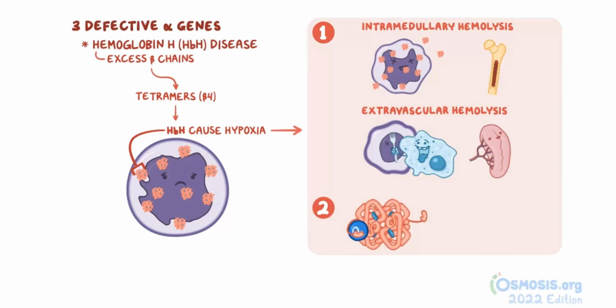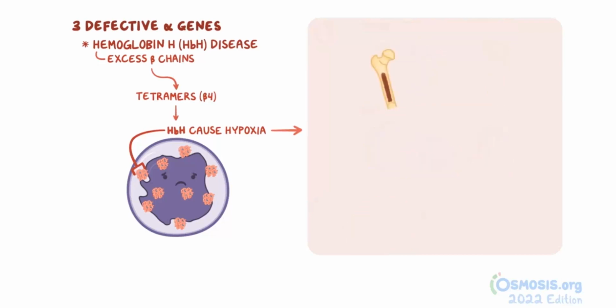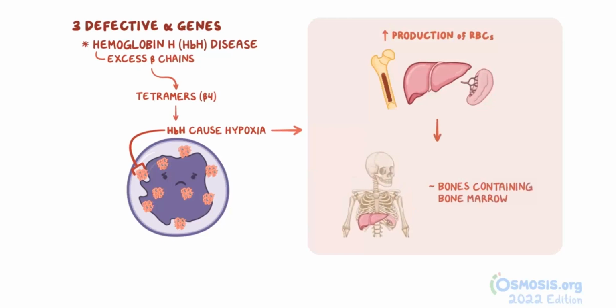And a consequence of hypoxia is that it signals the bone marrow, as well as extramedullary tissues like the liver and spleen, to increase production of red blood cells. This can cause the bones that contain bone marrow, as well as the liver and the spleen, to enlarge.